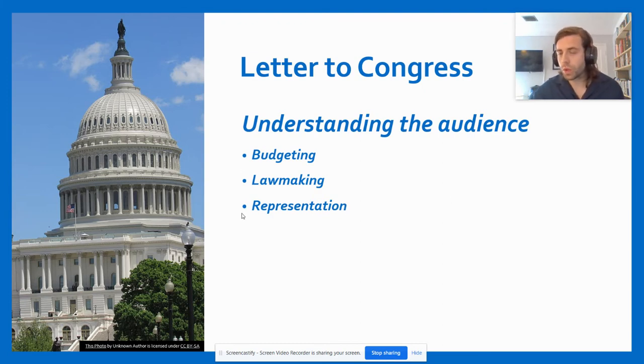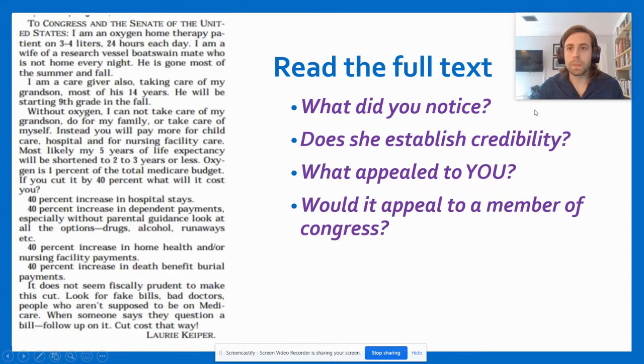So thinking about those three things, if I were going to reach out to a member of Congress or to Congress as a broad scale, I would need to take those into consideration as I make my appeals to ask them to do something, either make a new law or repeal an old one. So I'm going to have you read this short little letter by Lori Kuiper.